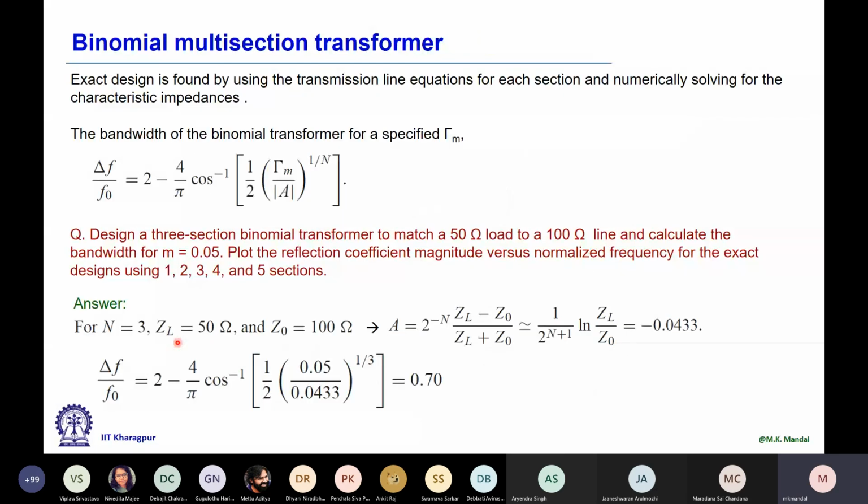Now what about the bandwidth, delta f by f0? We can use the same approach. We have the expression of gamma right here.